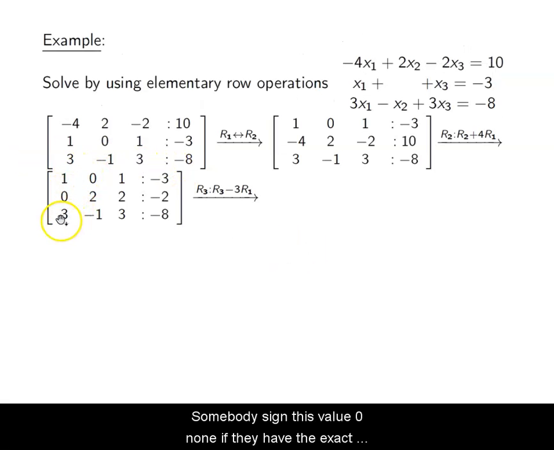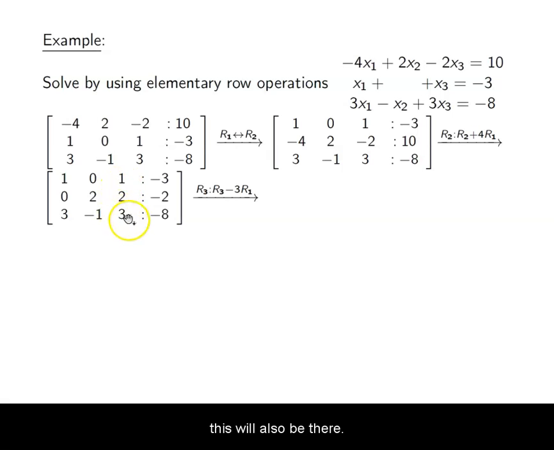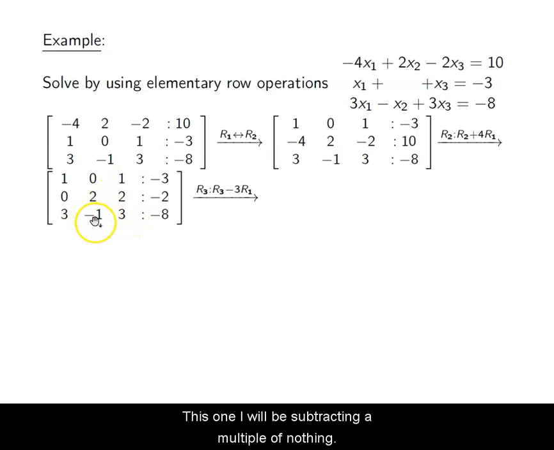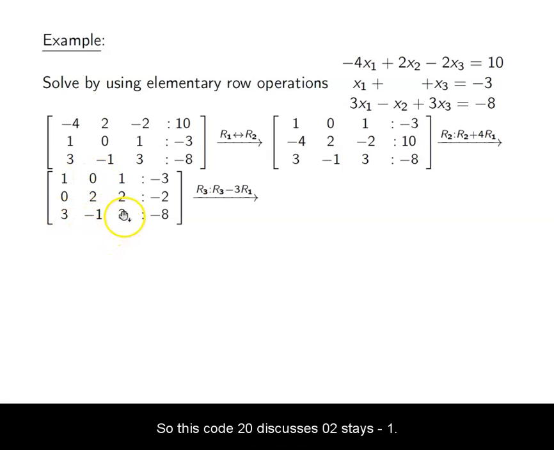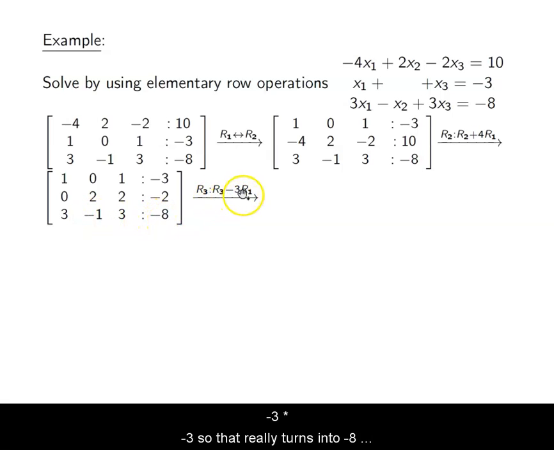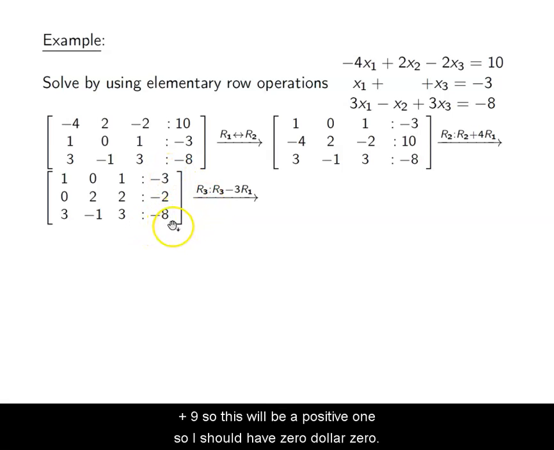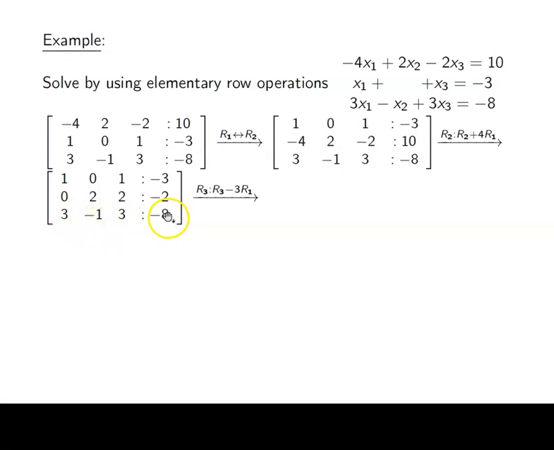So by design, this value will be a 0. Notice we have the exact same thing on the last entry here, so this will also be 0. This one, I will be subtracting a multiple of nothing. So this goes to 0, this goes to 0, this stays -1. This turns into -8 minus 3 times a -3, so that really turns into -8 plus 9. So this will be a +1. So I should have 0, -1, 0, +1. Okay, that's what we have left.